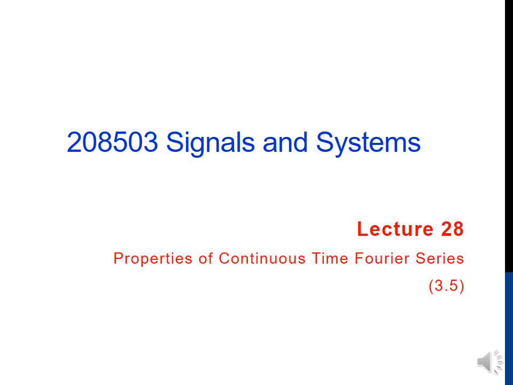For lecture 28 of our course Signals and Systems, we will be studying some properties of continuous time Fourier series. The properties discussed in today's lecture are covered in article 3.5 of your book and are summarized in table 3.1 of your textbook Signals and Systems by Oppenheim.